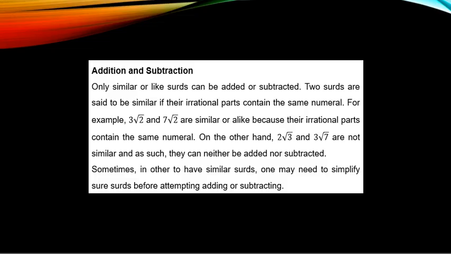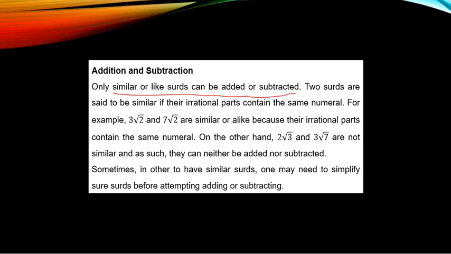Addition and subtraction. Let's go. Only similar or like surds can be added or subtracted. In lesson 1, where we stated the basic rules, I said that root A plus root B cannot be added. But root A and root A are like or similar, so you can add root A and root A.